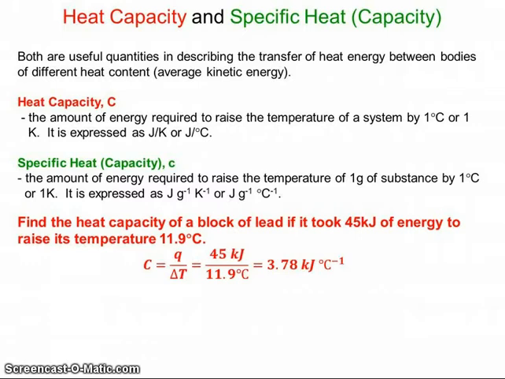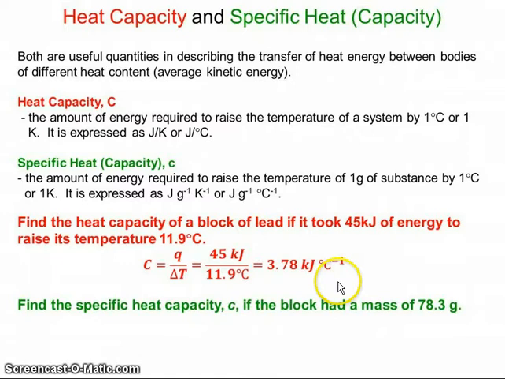I'm going to take my heat energy, my Q, or my 45 kilojoules, and divide it by the temperature change it caused, in this case 11.9 degrees Celsius, and I'll see that it takes 3.78 kilojoules to raise that block by 1 degree Celsius. Next, we want to find the specific heat of that block if it happened to have a mass of 78.3 grams. So now we want to make it a little more specific.